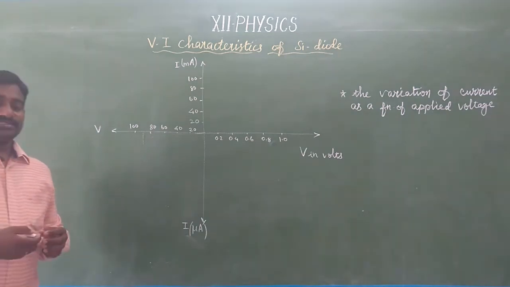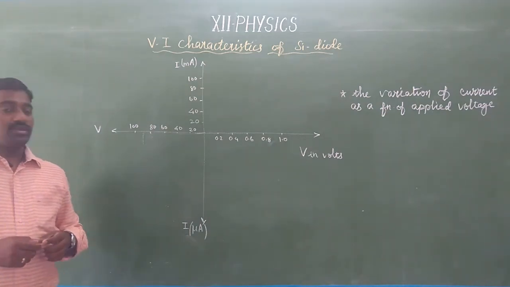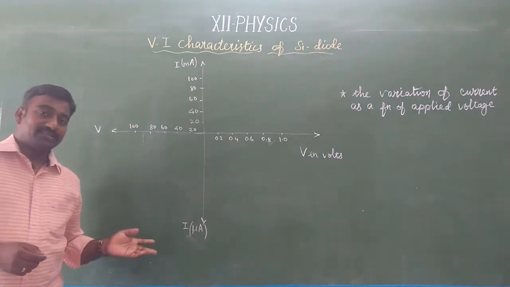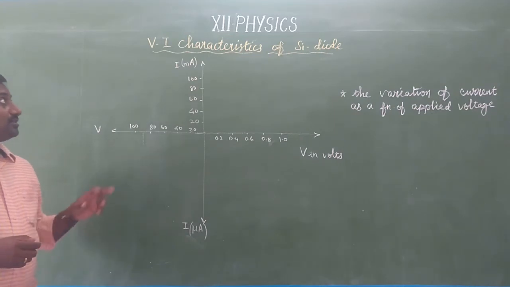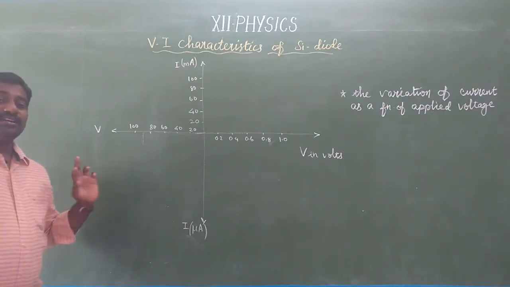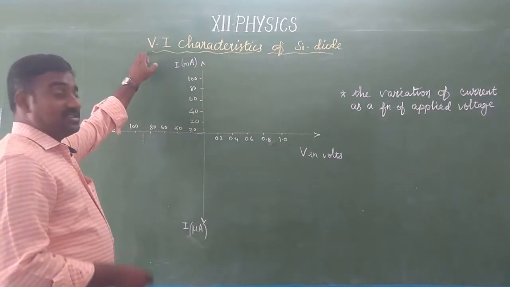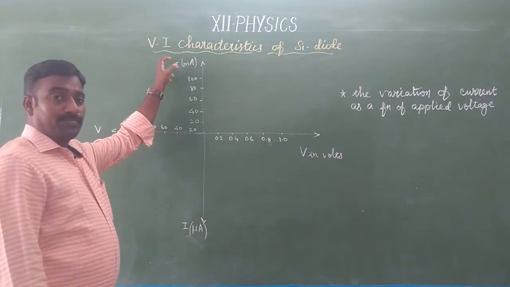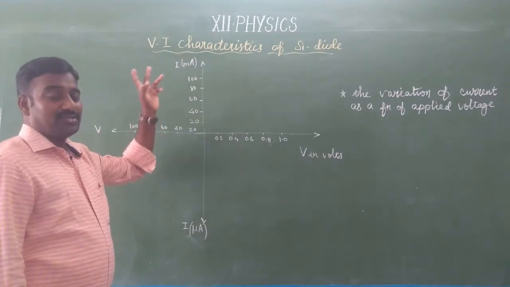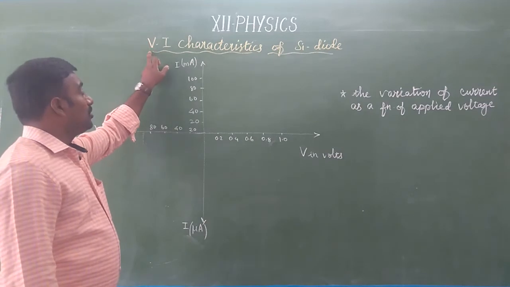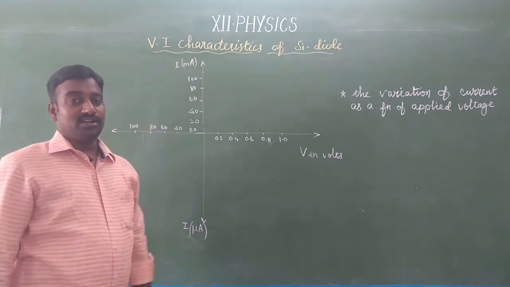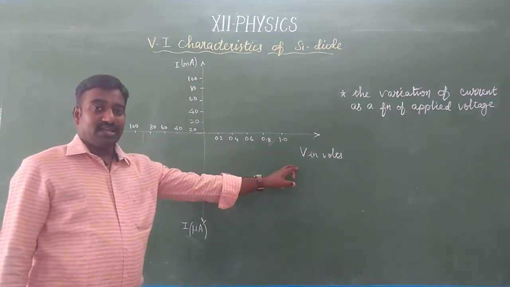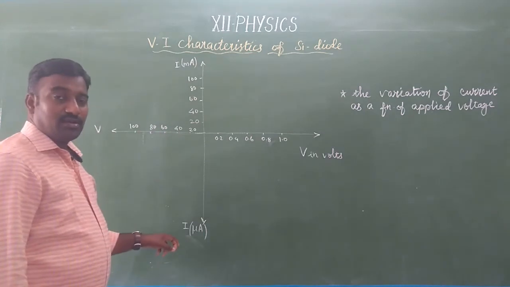Last class we studied the PN junction diode, which can be used in forward bias as well as reverse bias. So the VI characteristics curve of the silicon diode we are going to see. V is the potential difference across the diode, and I is the current which flows across the diode. Already we know the voltage is always taken on the x-axis and the current on the y-axis.